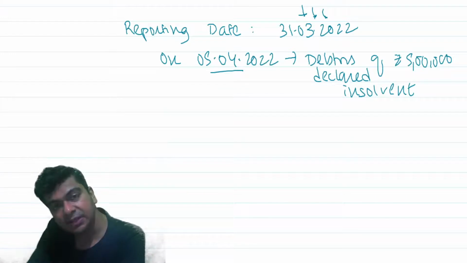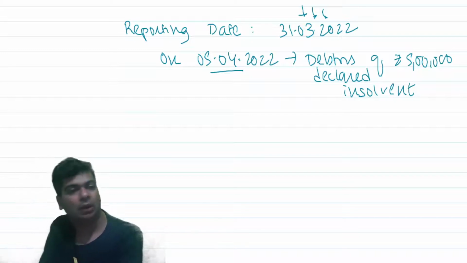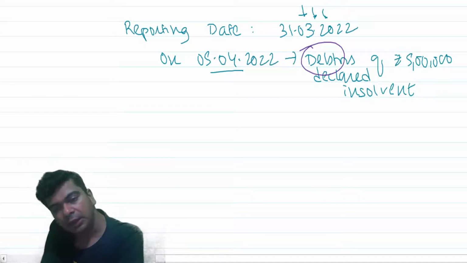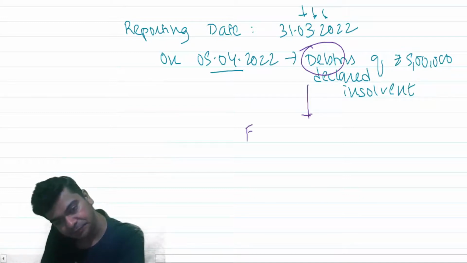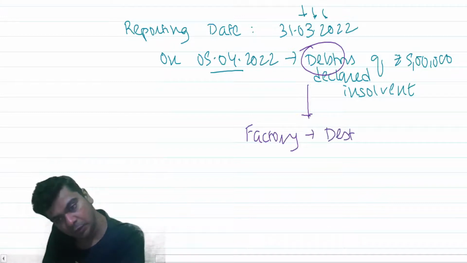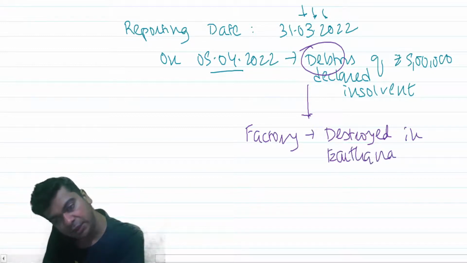That's the reason I am now obtaining more information. I want to know a little bit more about why this really happened. Now we are talking about this debtor. This debtor had a factory, and this factory got destroyed in an earthquake.